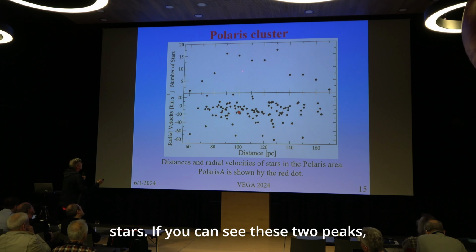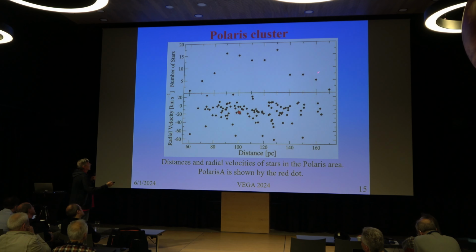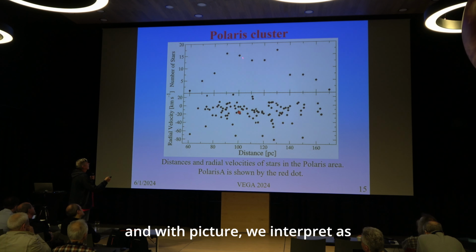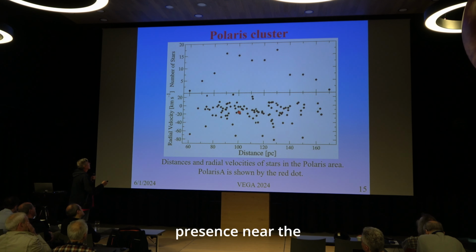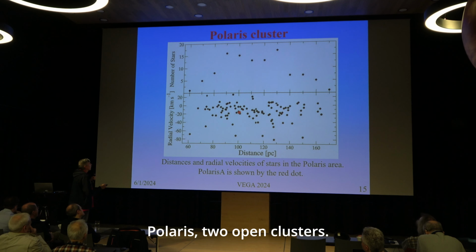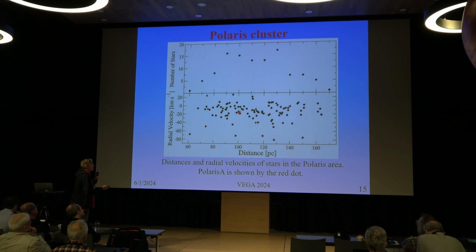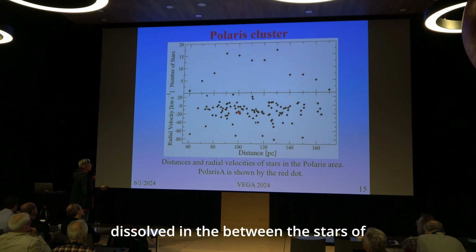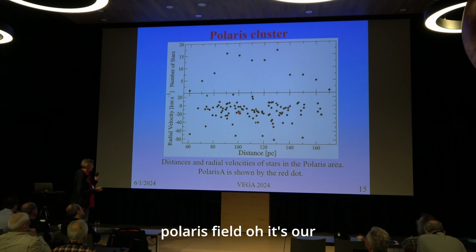Number of stars: you can see these 2 peaks. And this picture we interpret as the presence near Polaris of 2 open clusters dissolved among the stars of the Polaris field.